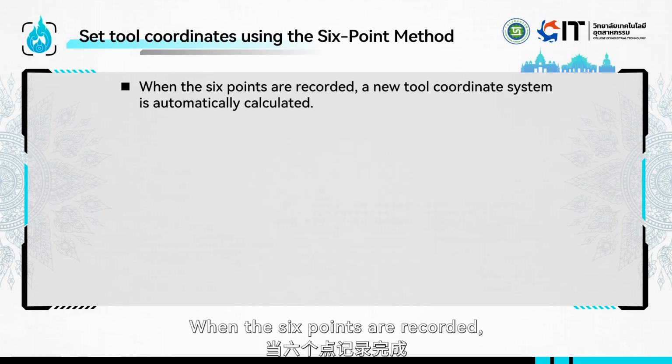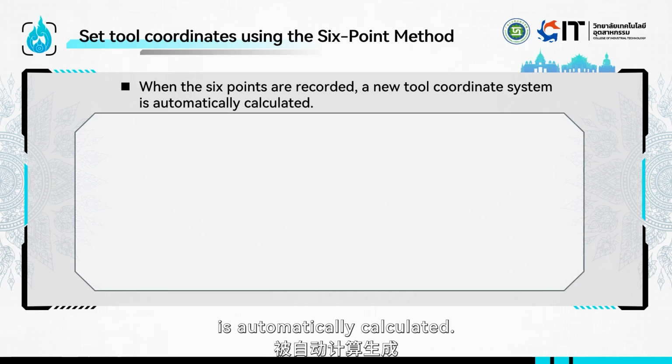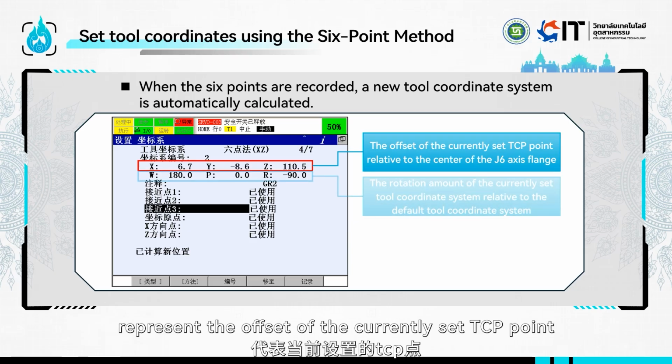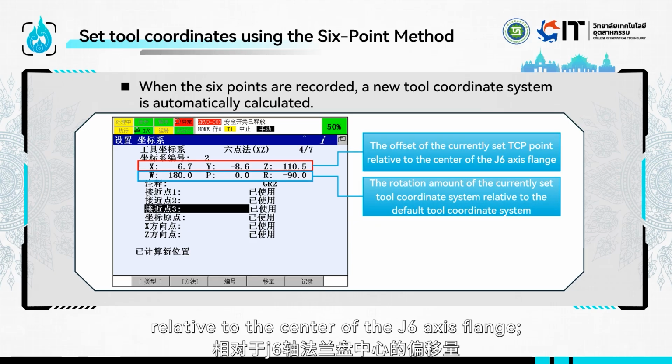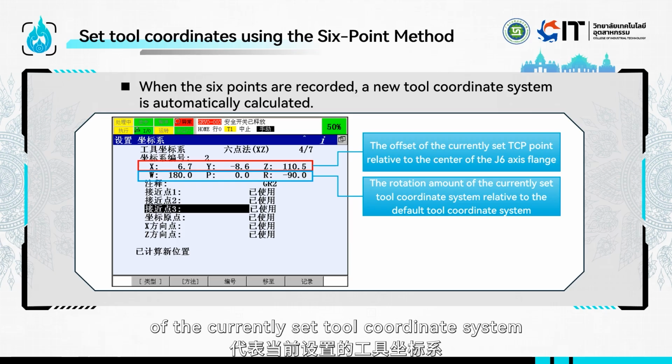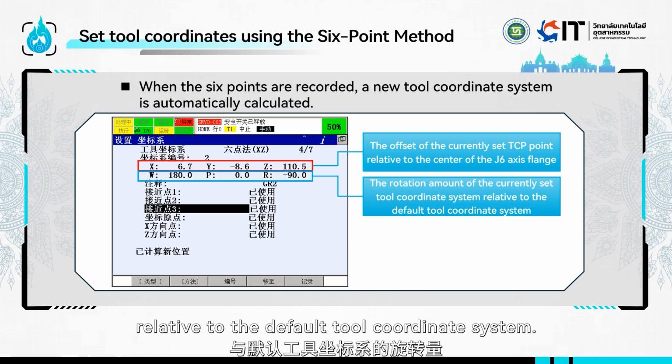When the 6 points are recorded, a new tool coordinate system is automatically calculated. The data in X, Y, Z represent the offset of the currently set TCP point relative to the center of the J6 axis flange. The data in W, P, R represent the rotation amount of the currently set tool coordinate system relative to the default tool coordinate system.